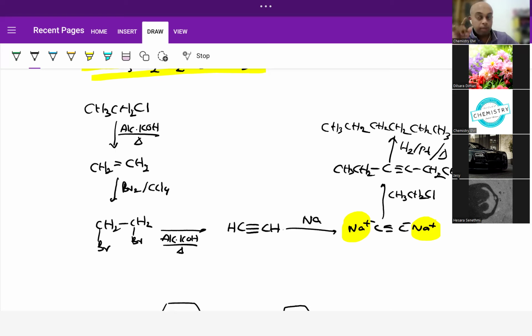Platinum is a catalyst here, and hydrogen is the reagent we use. Here the platinum is a catalyst. In CCl4, it is not a catalyst. Remember, here platinum is used as a catalyst, because it is involved in the reaction, and at the end of the reaction it is regenerated, right?